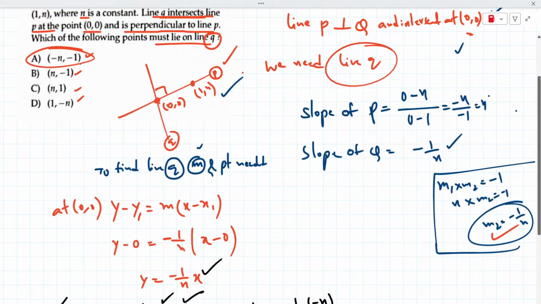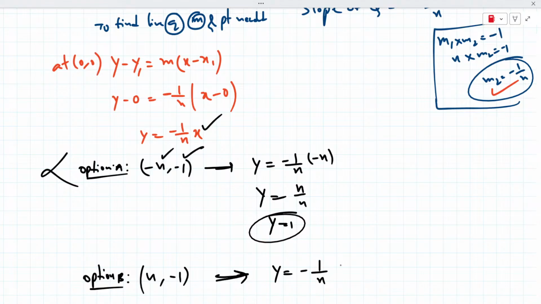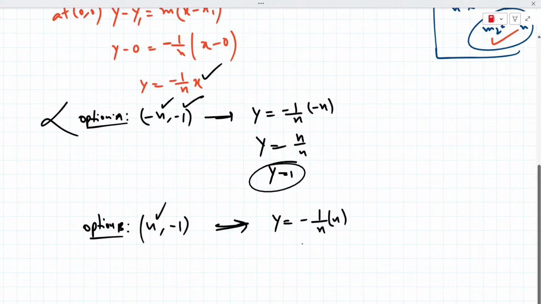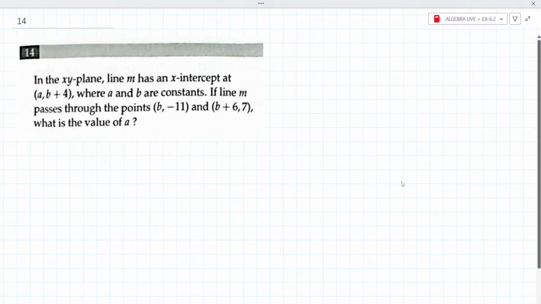What is option B? (n, negative 1). Let's see. Option B, (n, negative 1). So y equals negative 1 by n times x, and I substitute the given n for x. I get y equals negative 1. Yes, it's matching. So option B is true. Option B is the answer. Let's go to question number 14.